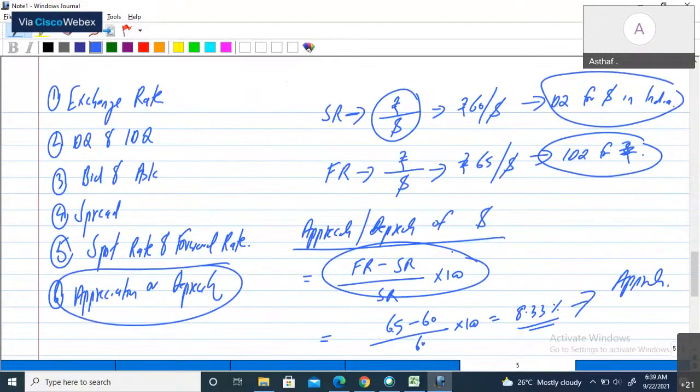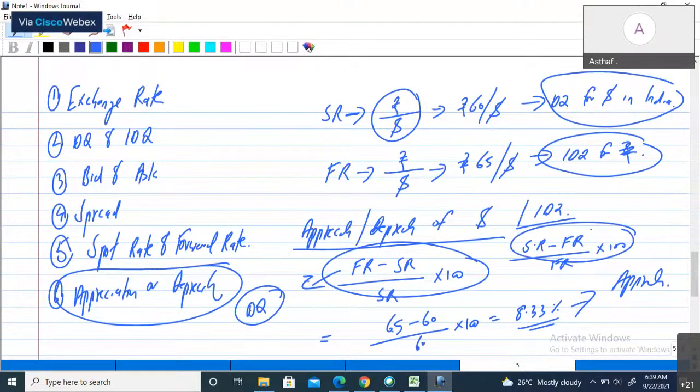That means this is the formula for direct quote. I am now giving you a shortcut formula, the formula for indirect quote, which is spot rate minus forward rate divided by forward rate into 100. Just a reversal, you will get the same answer.